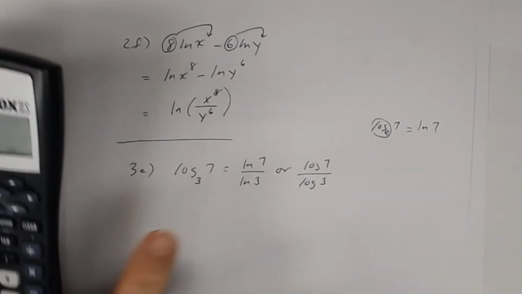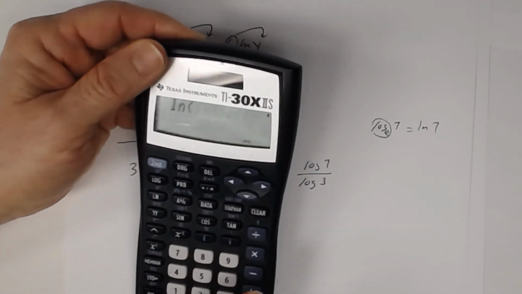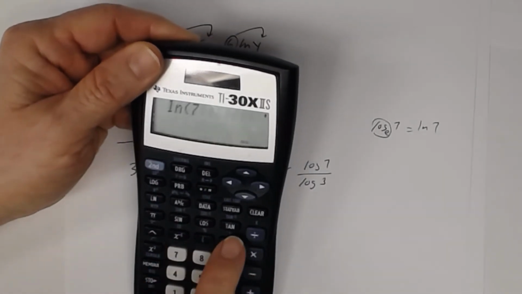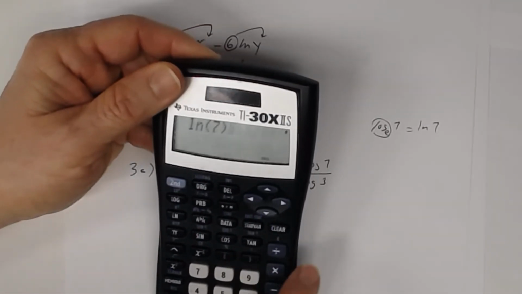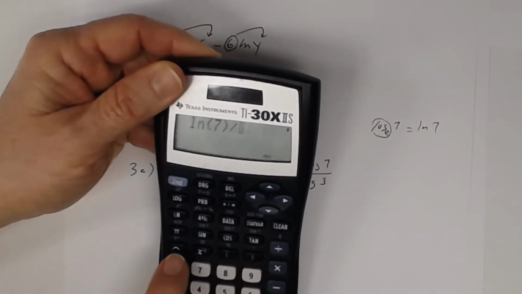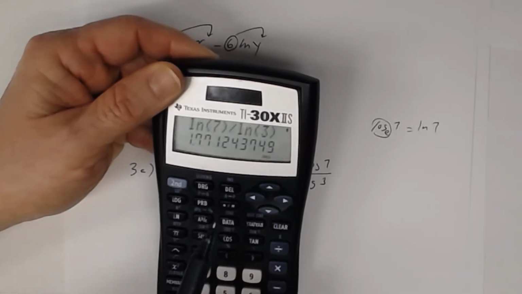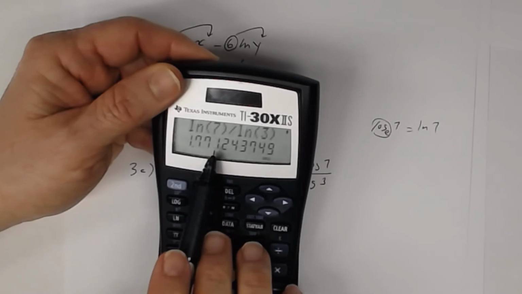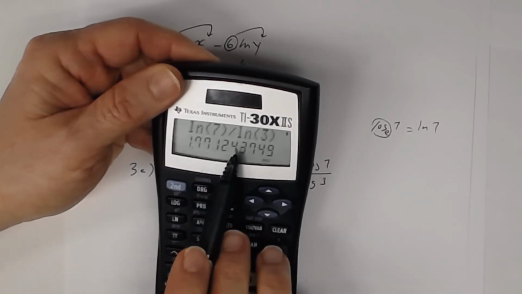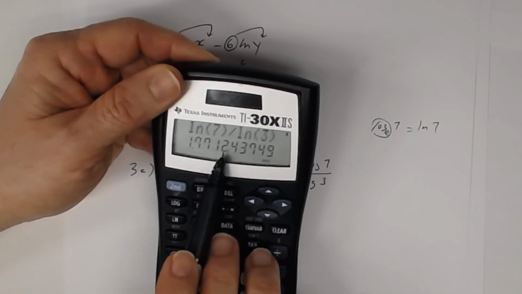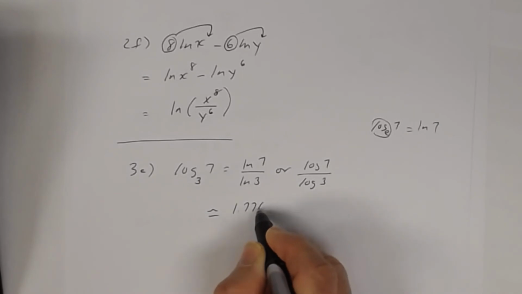So here's what you do. Let's do the first one, the natural log. You press natural log right here. So you say the natural log of 7, close the parentheses, divided by the natural log of 3, close parentheses, and then press equal. So that's about, to 4 decimal places, 1.7712. Since the next digit is less than 5, this 2 stays 2. So the answer is going to be 1.7712.